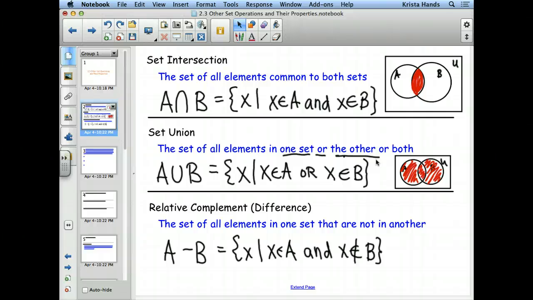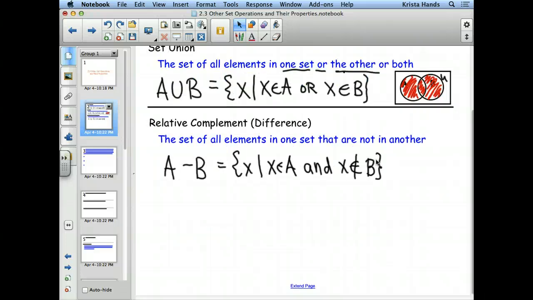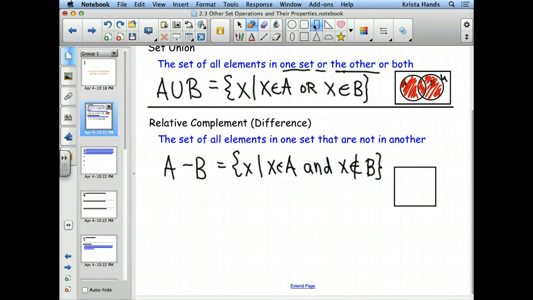Is that okay? So the union is much bigger than an intersection, right? Much bigger. And our last one down here is the relative complement.